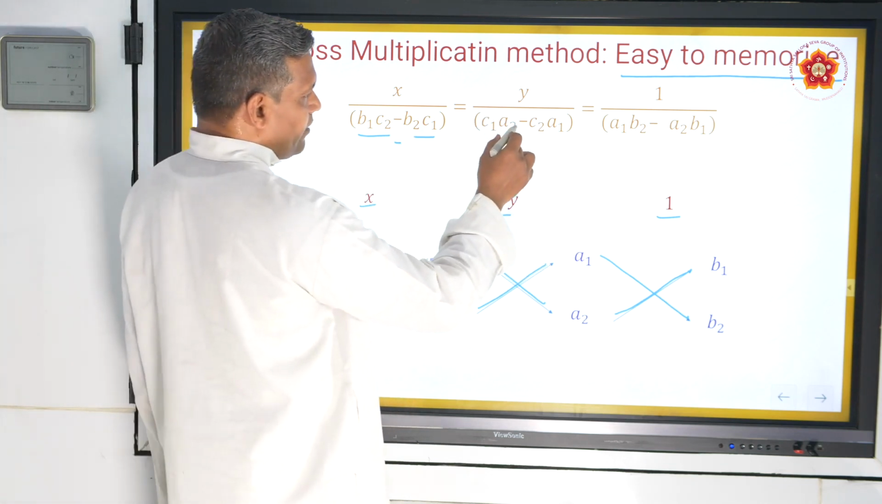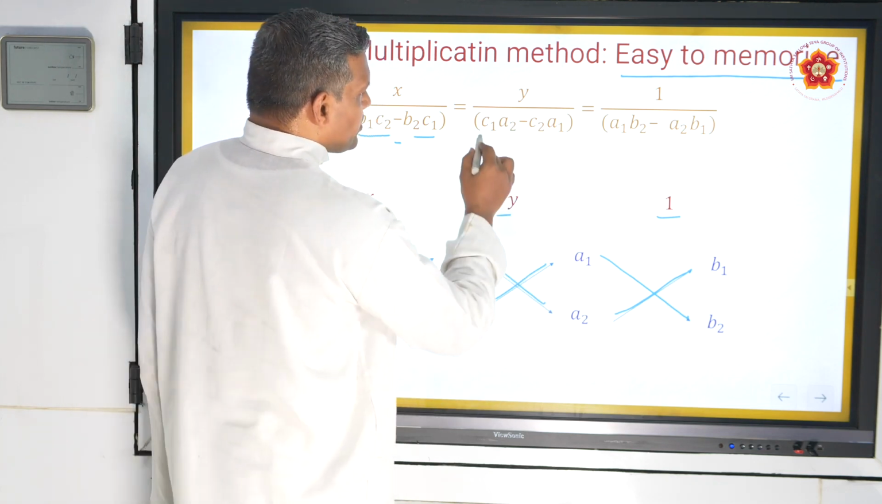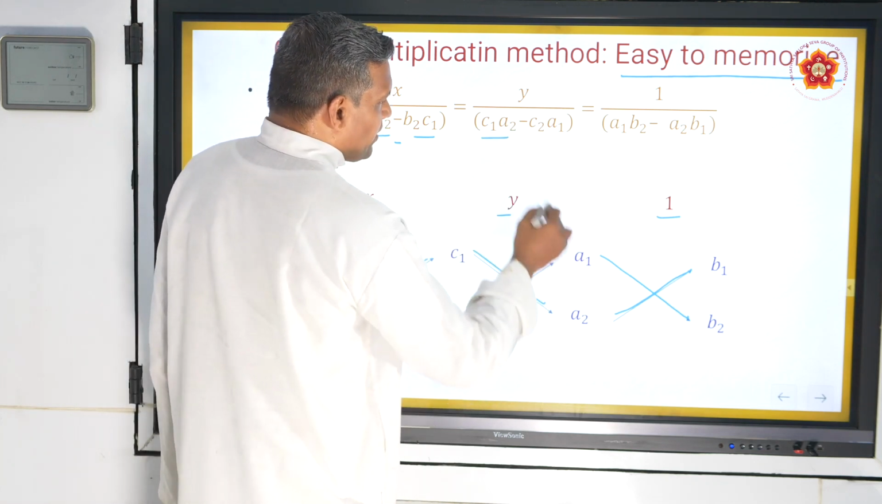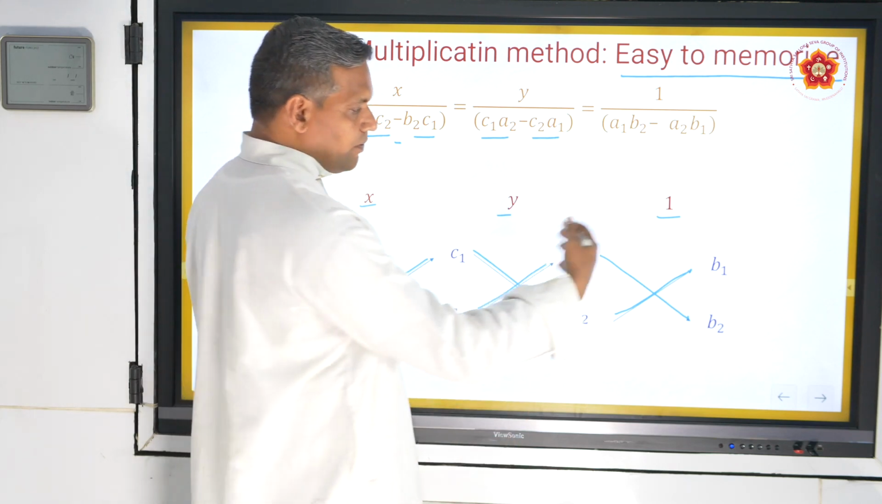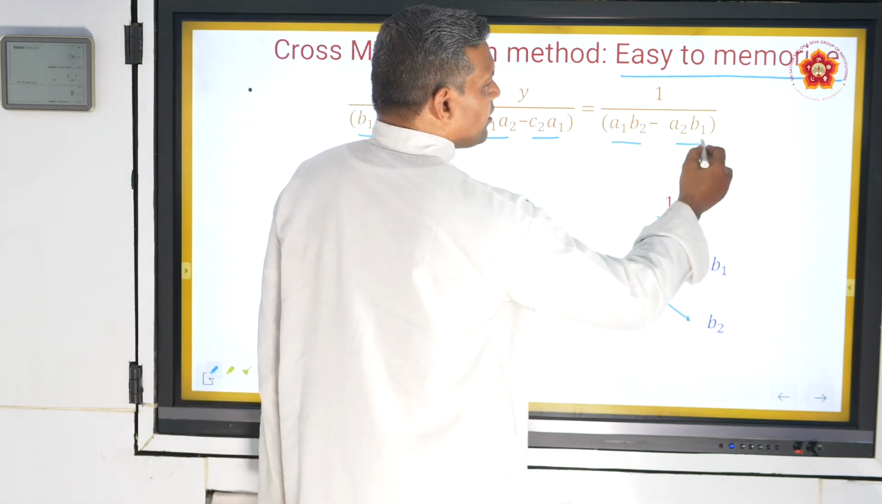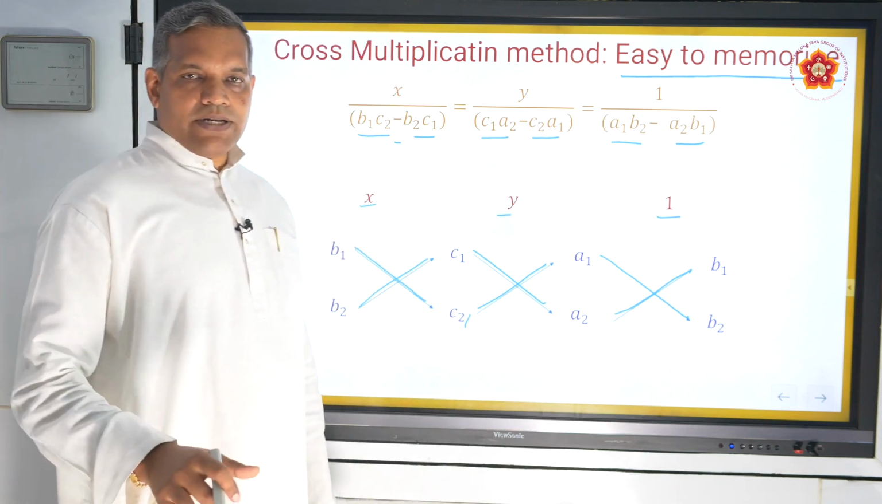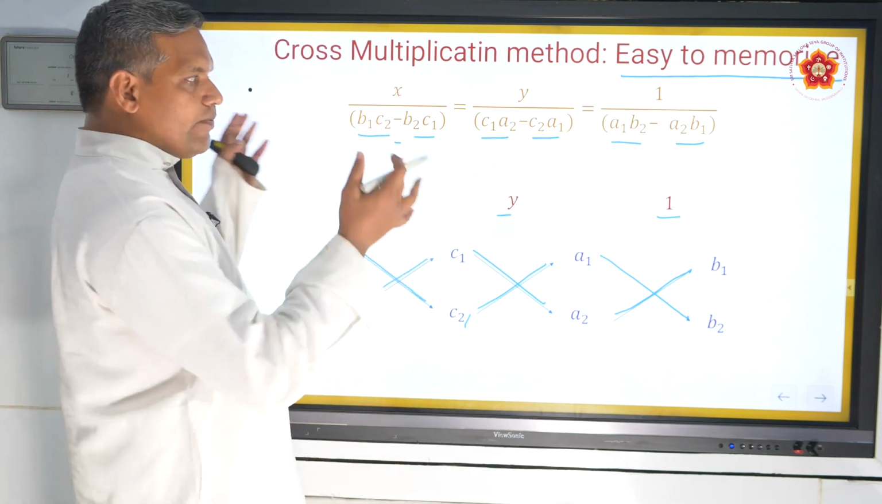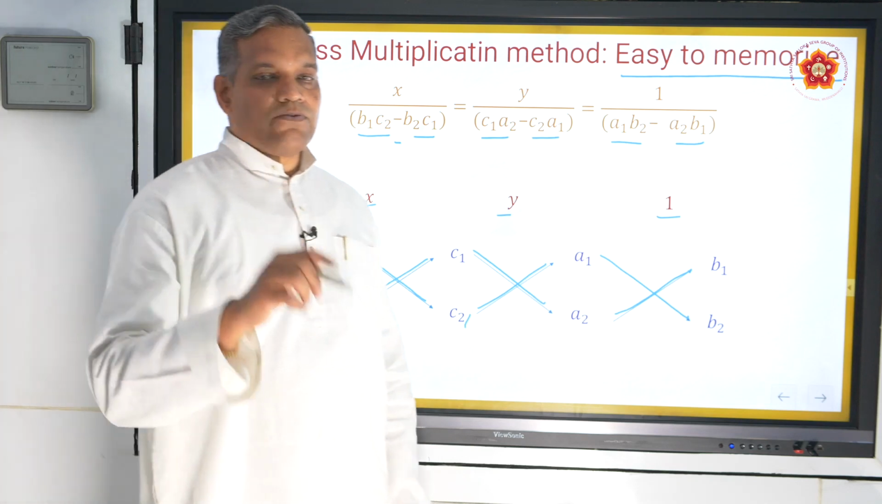So for y, C1A2 minus C2A1. Come back to the last one, A1B2 minus A2B1. Are you understanding? Is it not very simple to remember the complex formula? I am going to give one more beautiful hint.